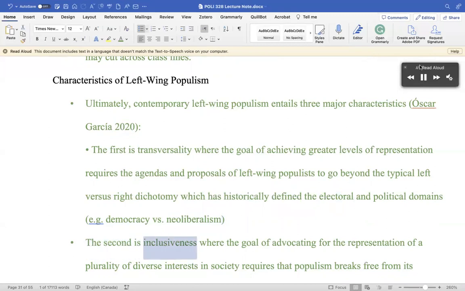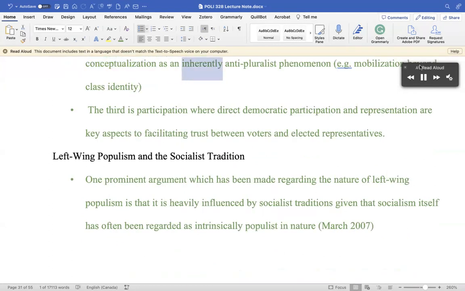The second is inclusiveness, where the goal of advocating for the representation of a plurality of diverse interests in society requires that populism breaks free from its conceptualization as an inherently anti-pluralist phenomenon, e.g. mobilization beyond class identity. The third is participation, where direct democratic participation and representation are key aspects to facilitating trust between voters and elected representatives.